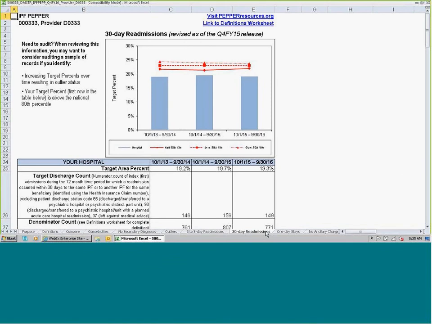This is the target area statistics for 30-day readmission. Here we can see that our statistics are below the 80th percentile for nation, jurisdiction, and state, and our statistics seem to be relatively stable over time. So these statistics don't seem to raise any cause for alarm.